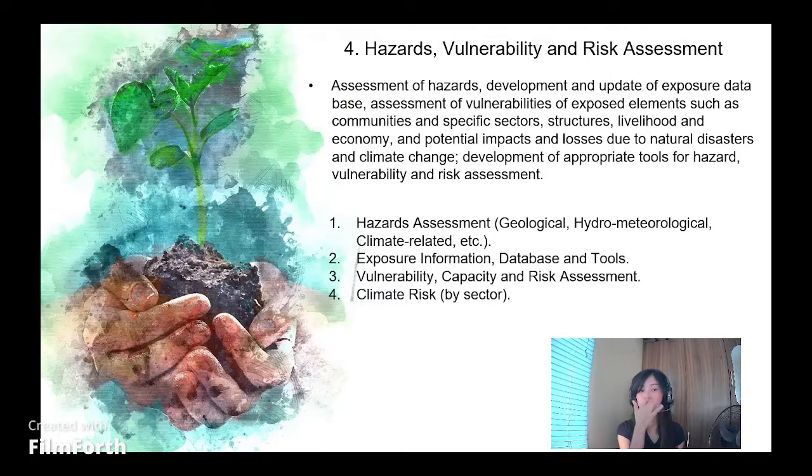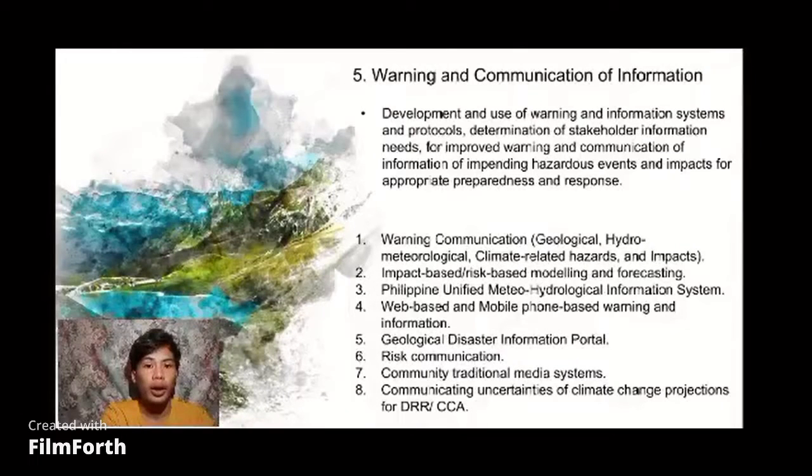Last is the vulnerability, capacity, and risk assessment. This is a process of participatory investigation designed to assess and address major risks affecting communities. It aims to determine people's vulnerability to those risks and their capacity to cope and recover from disaster. Warning and communication of information.